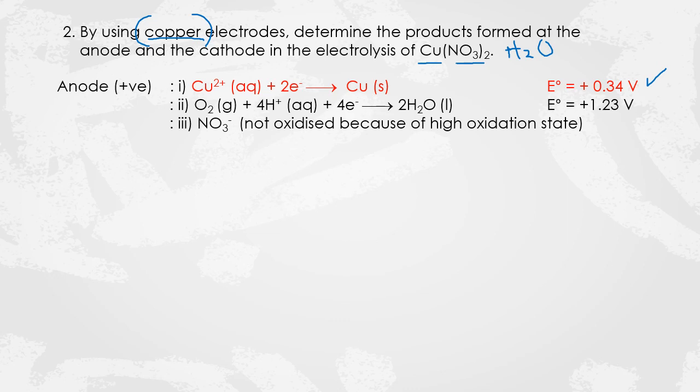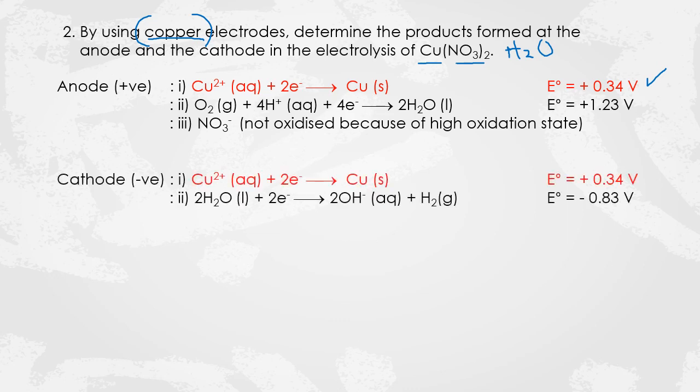And then as for the cathode, we have possible cations of Cu2+ and also water. And since the cathode will undergo reduction, it will favor the more positive value. So between positive 0.34 and also negative 0.83, copper will be selected. So both anode and cathode will discharge copper.